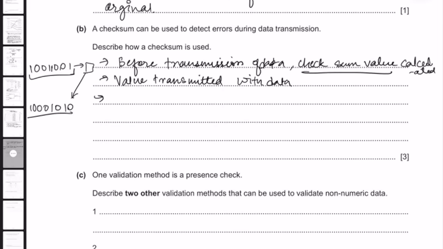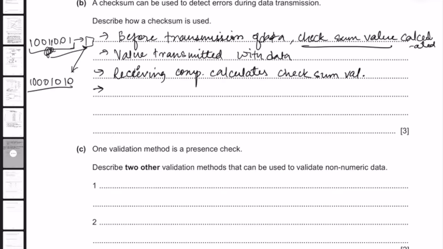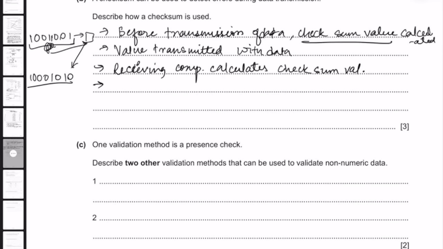So first, the sum is calculated here. Then the sum is also transmitted to the receiving computer. Then the computer will calculate the sum again to check. So receiving computer recalculates. Okay, and then the last point is that if it is matched, then there is no error. If it is not matched, error has occurred.